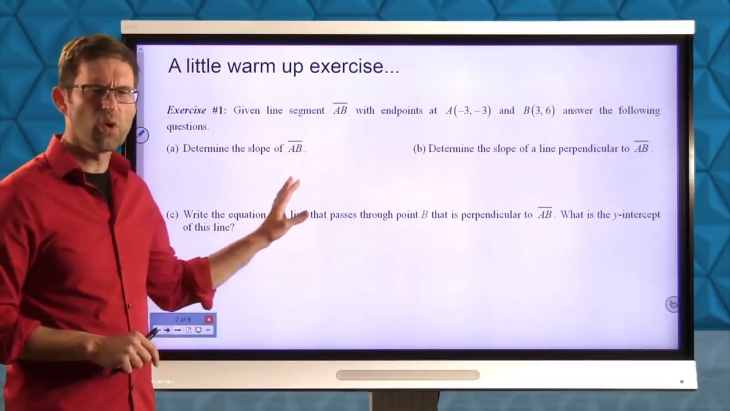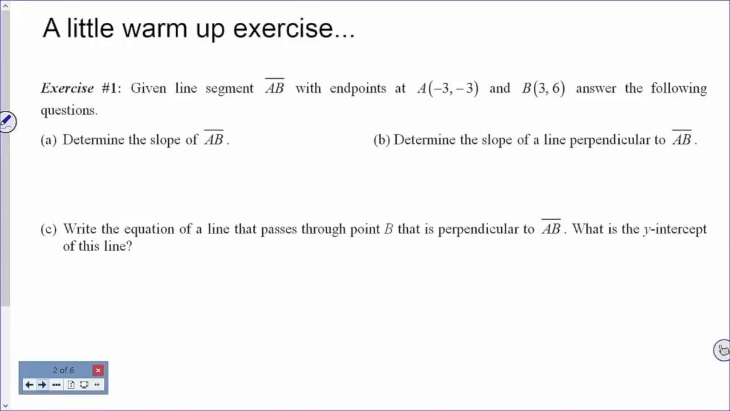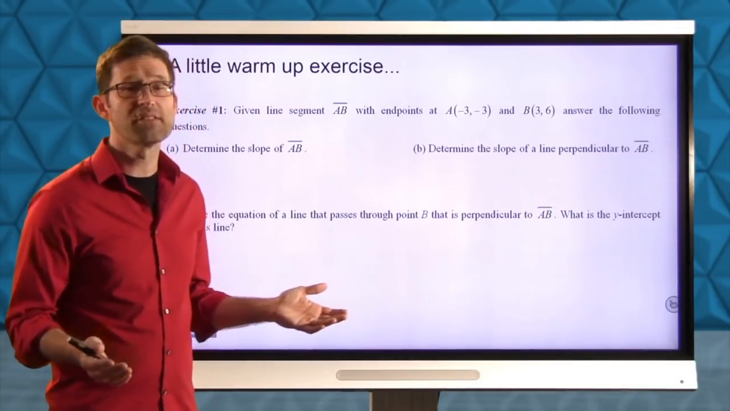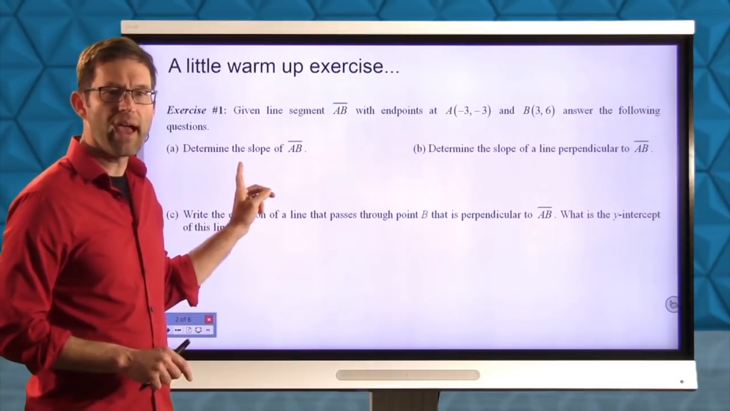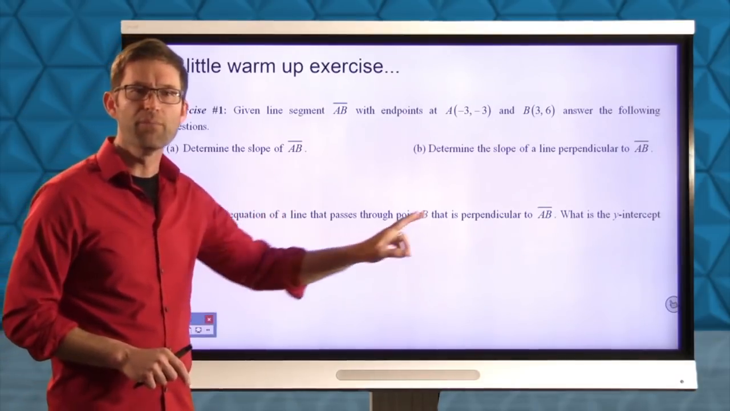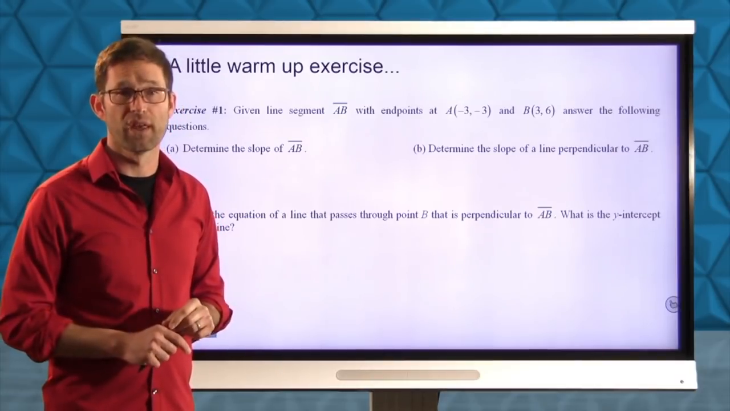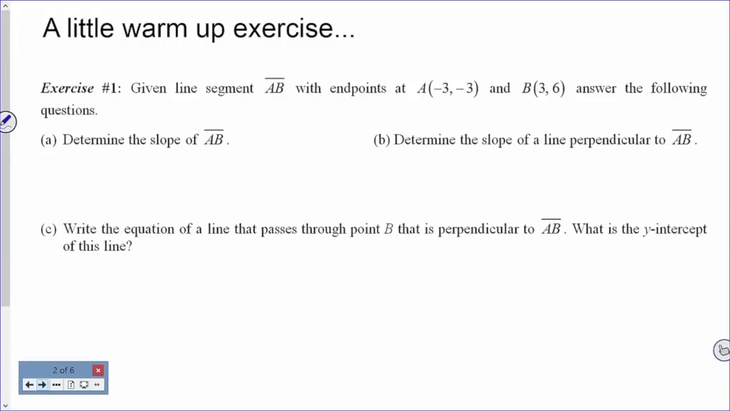Okay, little warm-up before we really get into it seriously. Let's take a look at exercise 1. Given line segment AB with endpoints at -3, -3, and 3, 6, answer the following questions. Letter A, determine the slope of AB. All right, this should be a piece of cake for you. Pause the video now and actually maybe do both A and B. A asks us for the slope of AB and B asks us to determine the slope of a line perpendicular to AB. Why don't you pause the video now and do both of those.